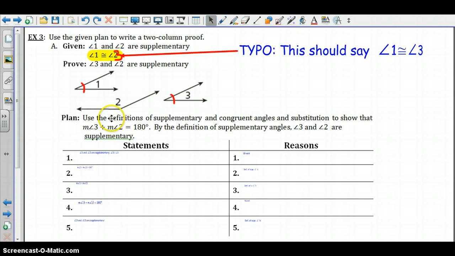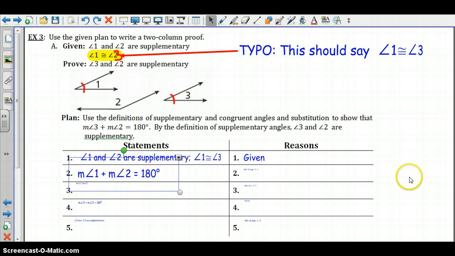So let's clarify here. We're going to use the definitions of supplementary angles. Well, we're starting with the given information. Okay, we know angle 1 and angle 2 are supplementary, and angle 1 is congruent to angle 3. Let's put all the given in one statement this time. And we know that is given to us. Then it says use the definition of supplementary before we go on to anything else. So I'm going to define what that tells us. Since they are supplementary, I know their measures add up to 180. Once again, that's the definition of supplementary angles.